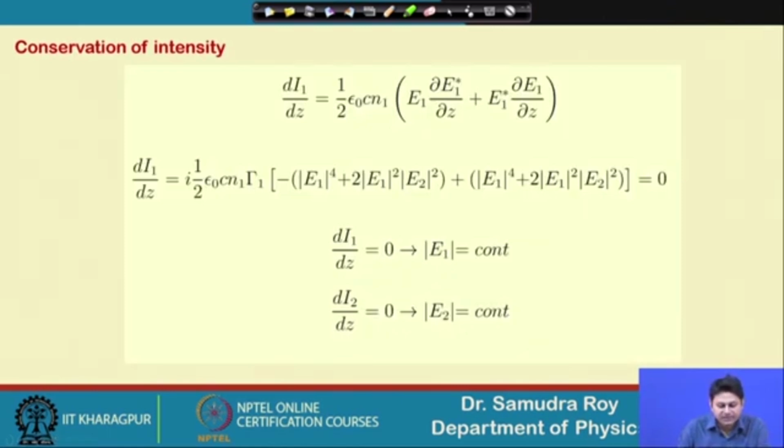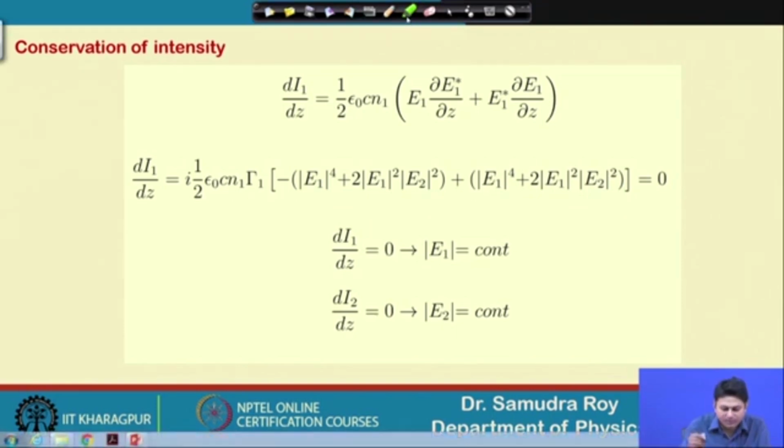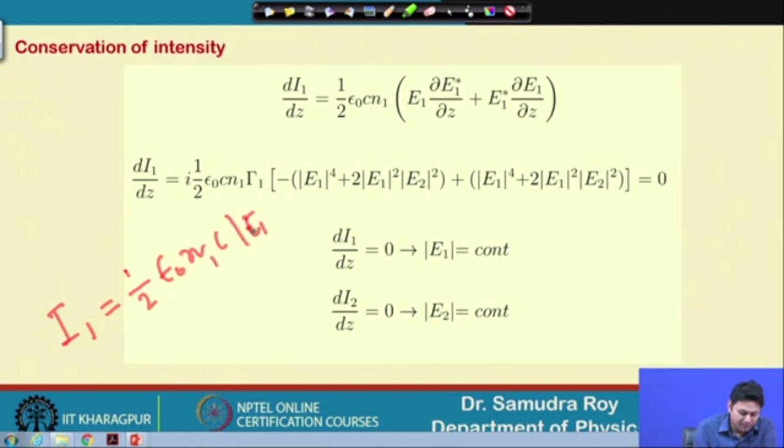Well, if I consider the energy in terms of intensity, then the intensity, our old equation that we always use: the intensity of wave 1 is equal to half epsilon 0 n1 c mod of E1 square. This is the relationship between the field amplitude and the corresponding intensity. We use this equation almost every day, so that I can convert the field amplitude to intensity, to have a more appropriate physical meaning.